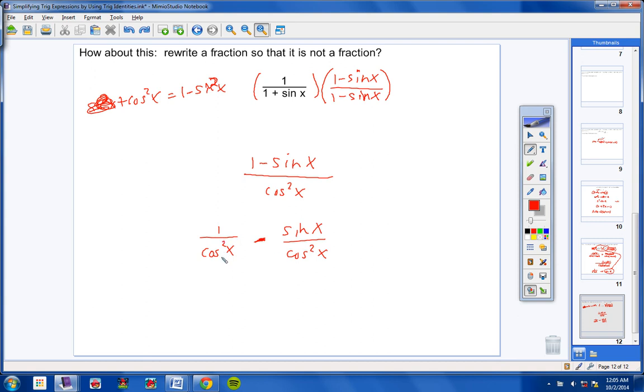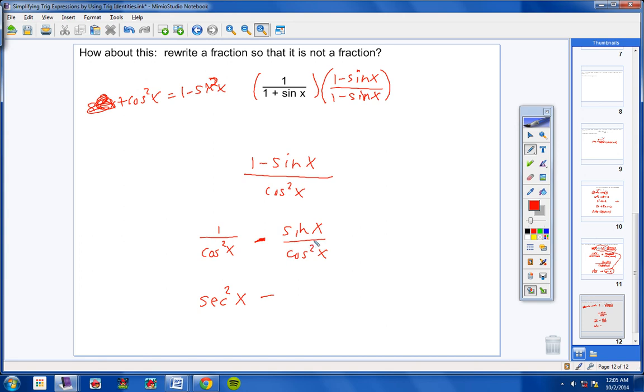Okay, think reciprocal. Think reciprocal function. The reciprocal of cosine is secant. Well, if it's cosine squared, then the reciprocal of cosine squared would be secant squared. There we go. So 1 over cosine squared is the same thing as secant squared. Minus. Now, look at this fraction here.